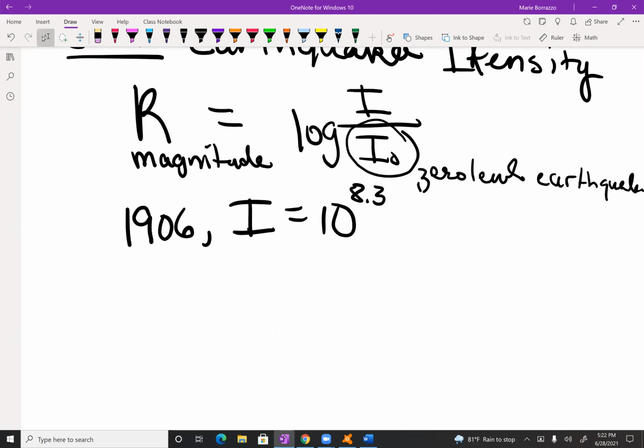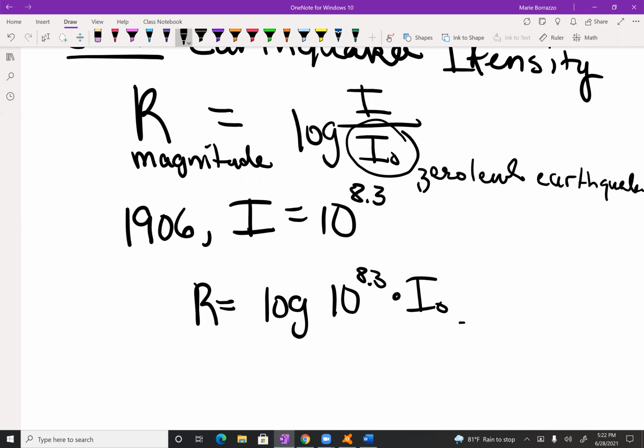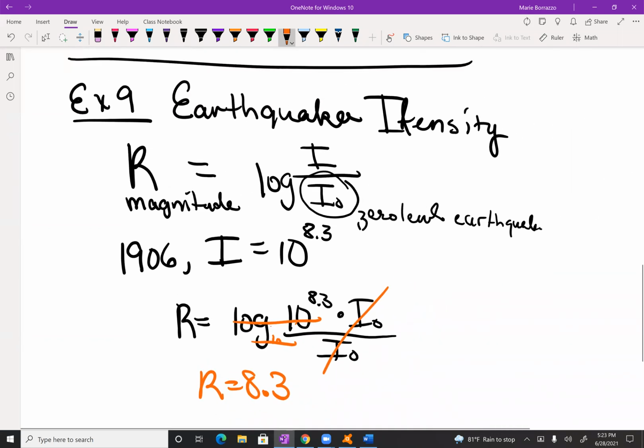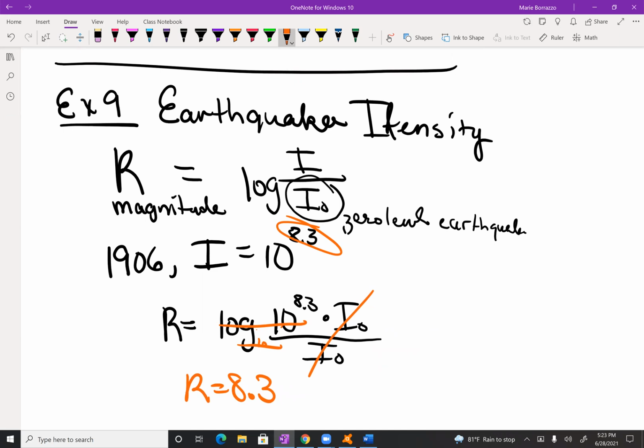Okay, so that means that R, the magnitude, is equal to the log of 10 raised to the 8.3 times that initial intensity earthquake over the initial intensity. Notice that these are obviously going to cancel. Notice that this is log base 10, 10. So technically log base 10, 10 cancel each other out. The magnitude of this earthquake is 8.3. That's all you need to know there. You can literally look at this question and answer it just right there. Just understand this is a formula they make you go through.